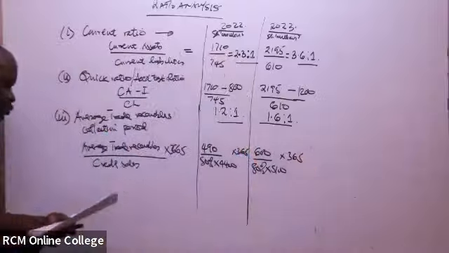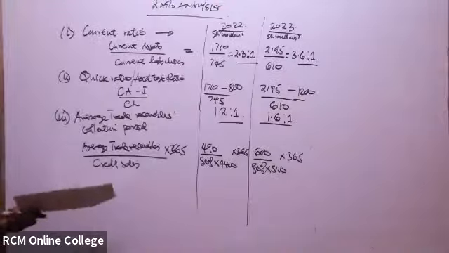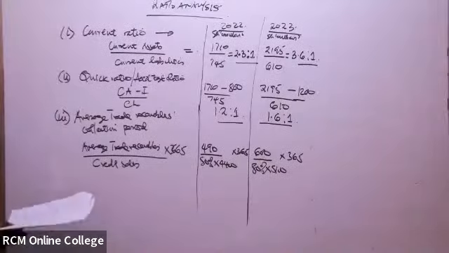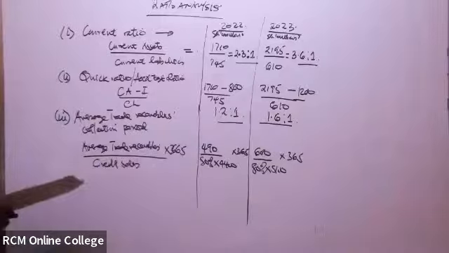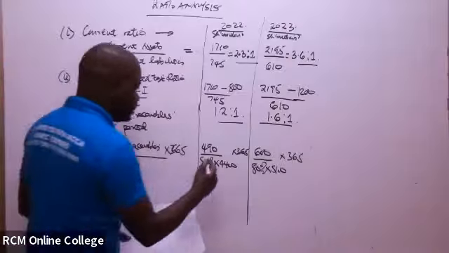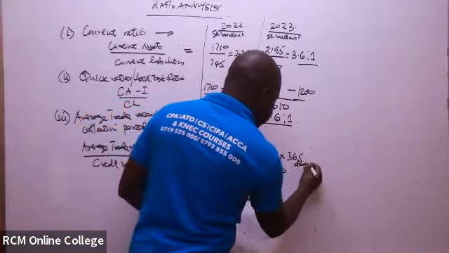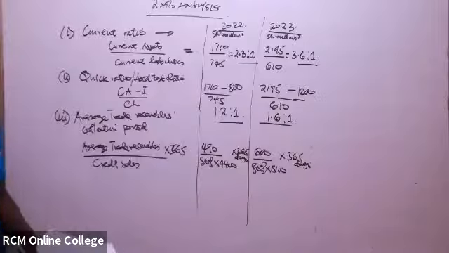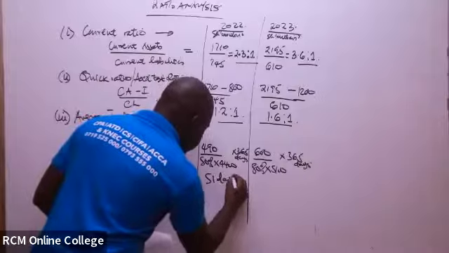So what do you get for the first one? 490 over 80% multiplied by 4,400 multiplied by 365 days. Because those are days, you can put days there. So what are you getting for the first one? You're getting 50.8 days. So averagely, in this case, you can say 51 days.